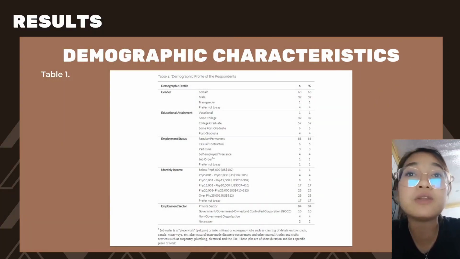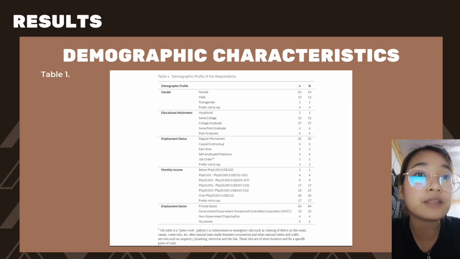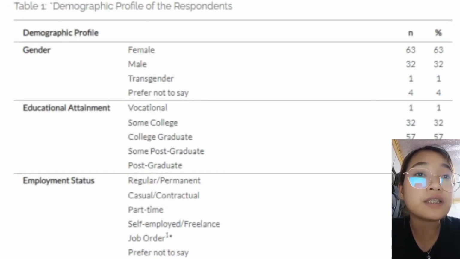So, makikita nyo naman sa table yung N and yung percent. Ayan. Parang kapag yung N niya is 63, it will be 63 din sa percent. So, times 100% lang to. 1 is to 1, 4 is to 4, 32 is 32. So, yan. And so on and so forth.